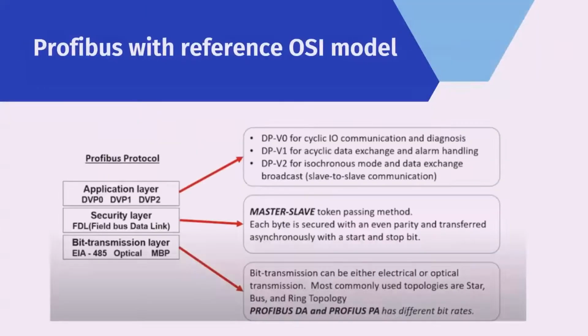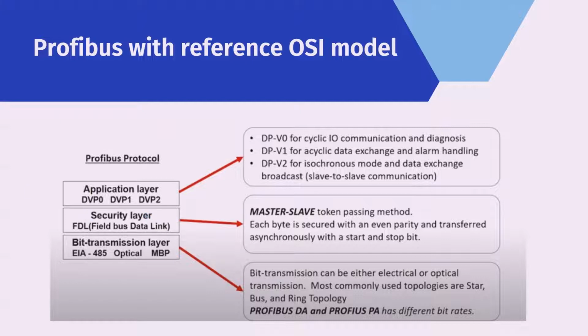Well, the first one, the application layer, determines 3 different DP protocol functions. DPV0 is for I/O communication and diagnosis. DPV1 is for acyclic data exchange and alarm handling, and DPV2 is for slave-to-slave communication. The next layer is the security layer.